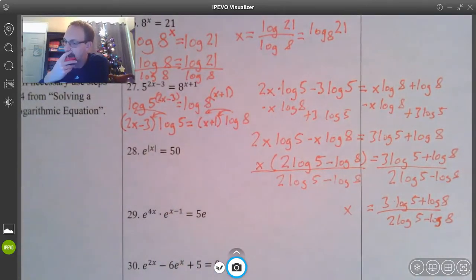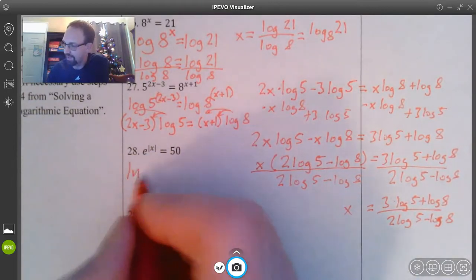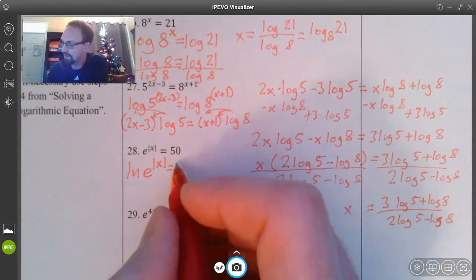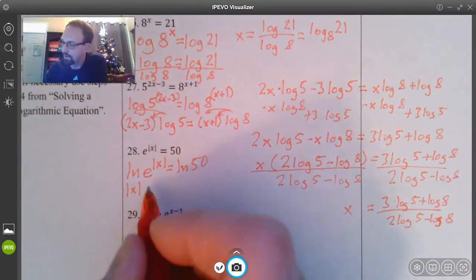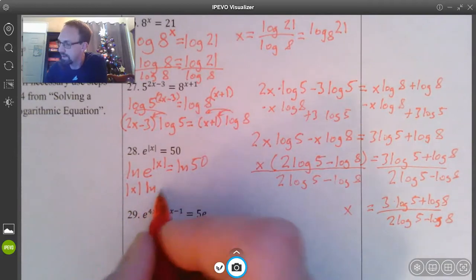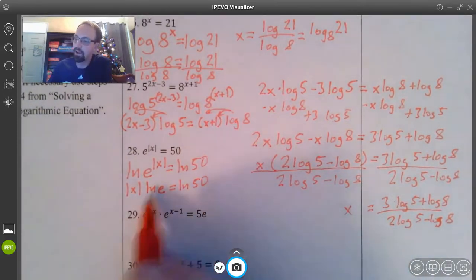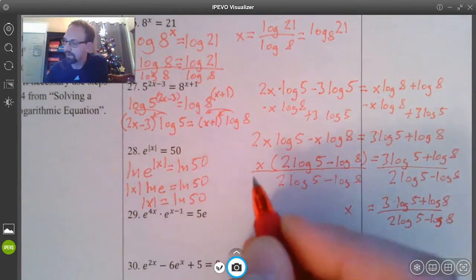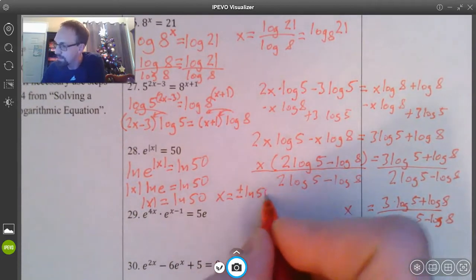Here we have e to the absolute value of x equals 50. Again, e, natural log, so we're going to take the natural log on both sides. So natural log of e to the absolute value of x equals the natural log of 50. Bring this down, so I have the absolute value of x times the natural log of e equals the natural log of 50. The natural log of e is just 1, so the absolute value of x equals natural log of 50. So I get x equals plus and minus the natural log of 50.